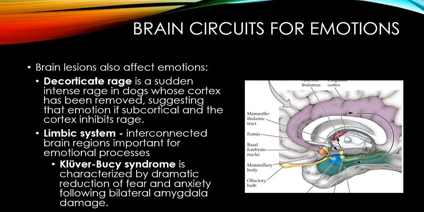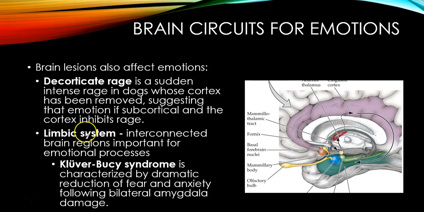Brain lesions also affect emotions. Decorticate rage, that's a sudden intense rage we can see in dogs whose cortex has been removed, suggesting that emotion is subcortical, below the cortex. And the cortex, the outer covering, inhibits that rage. And so if you remove the cortex, then all you're left with is this pure emotional rage that's not inhibited or controlled by the cortex.